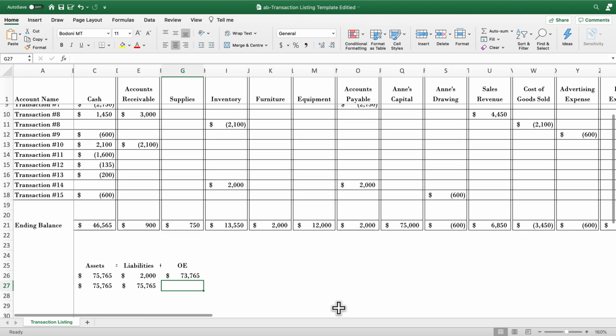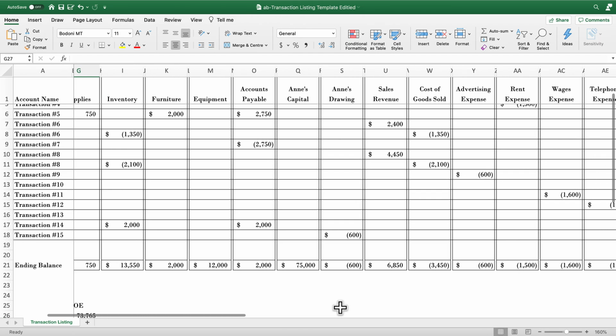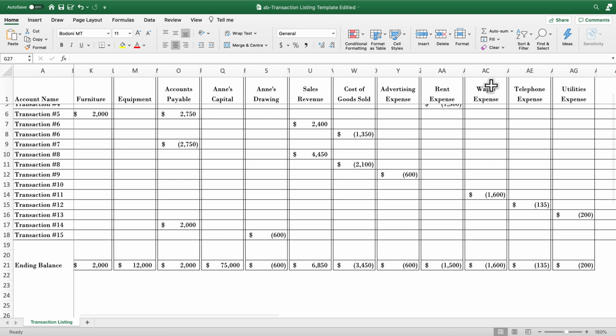Now one thing I want to note is our part of owner's equity is expenses and revenues. However, revenues and expenses are on the income statement. And when you take revenues and subtract your expenses from your revenues, you get your net income or loss. And net income or loss go into your owner's equity. So you're not going to see revenues and expenses actually on the owner's equity statement. You're only going to see your net income or your net loss.